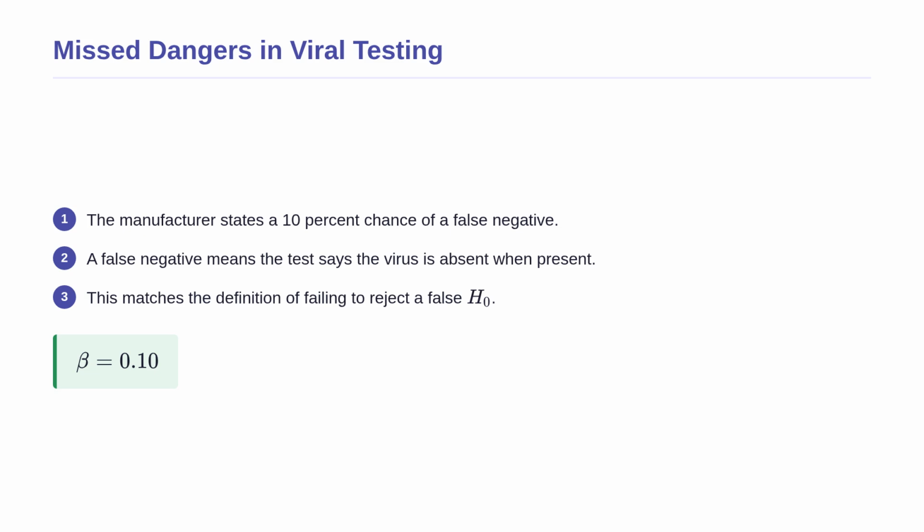In physical terms, out of 100 people who genuinely have the virus, 10 will be incorrectly told they are completely healthy, allowing them to unknowingly spread the disease.